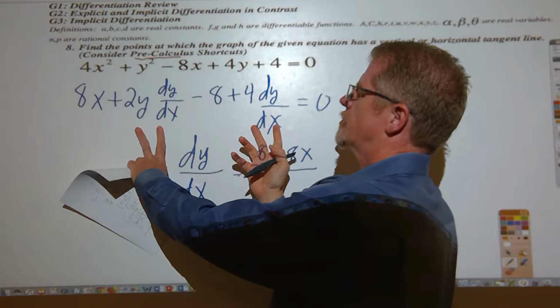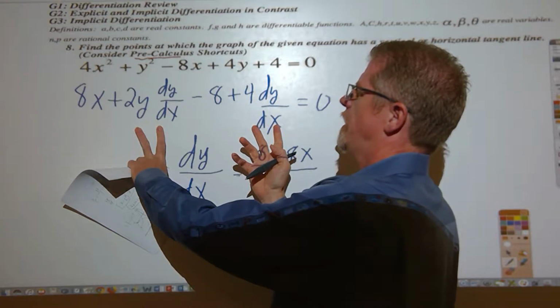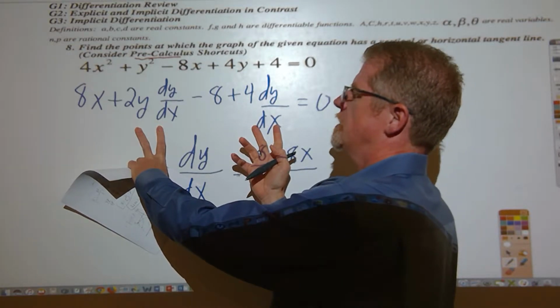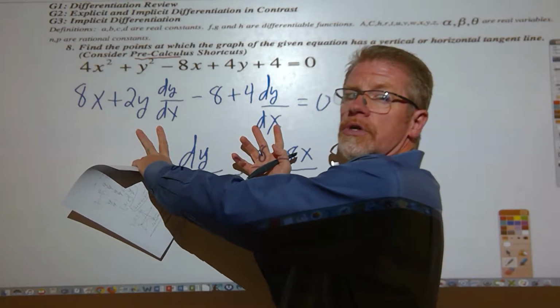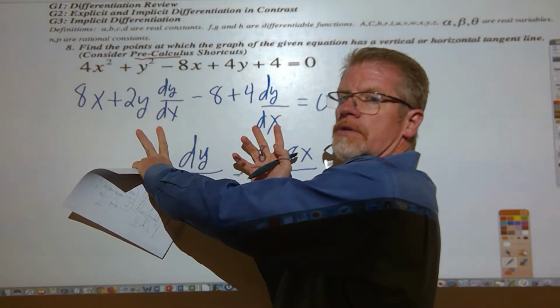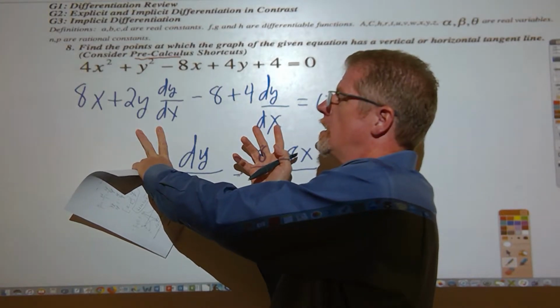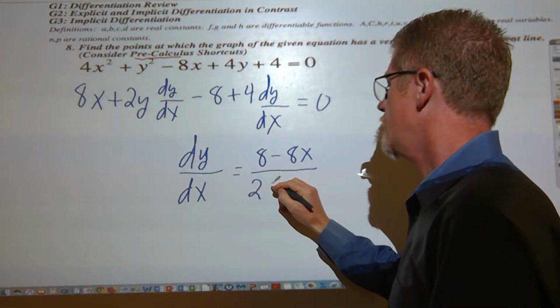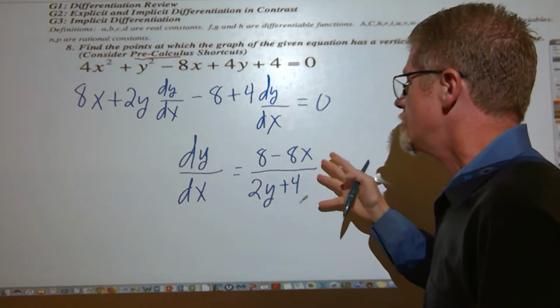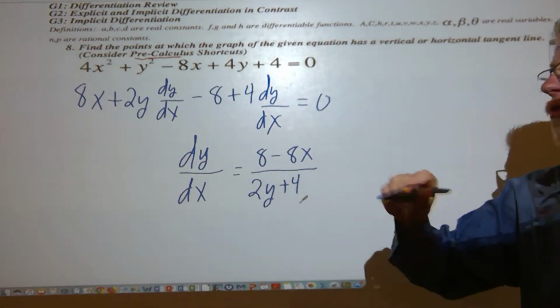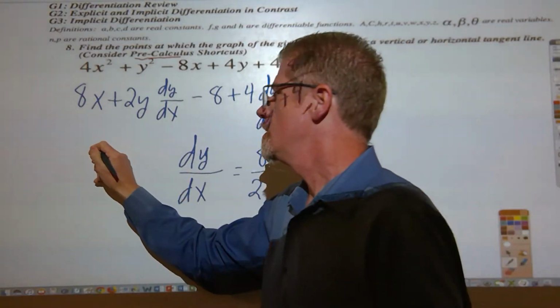Raise your hand if you're reasonably sure that you can correctly report to me the binomial that remains once you factor the dy/dx out of these 2 terms. Looking for a volunteer. Yeah, Dana, go ahead. 2y plus 4 is correct. So we have 2y plus 4. This is the equation for the slopes of all the tangent lines drawn to that ellipse.